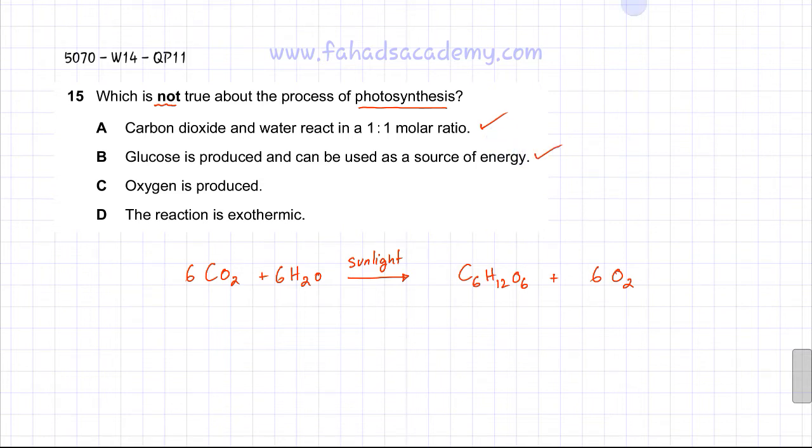It's not incorrect. This option C is also correct. Oxygen is produced. As you can see, oxygen is being produced. And the third statement, D, is that the reaction is exothermic.